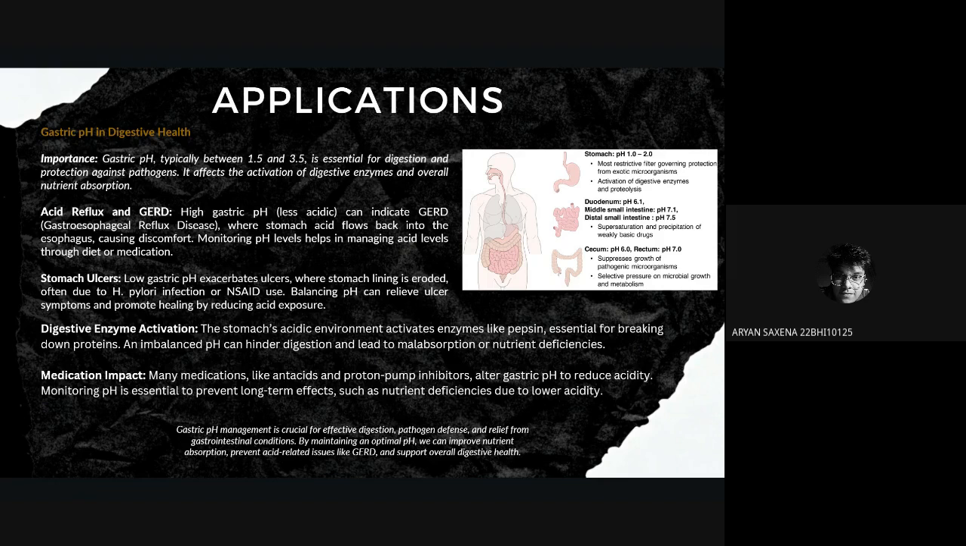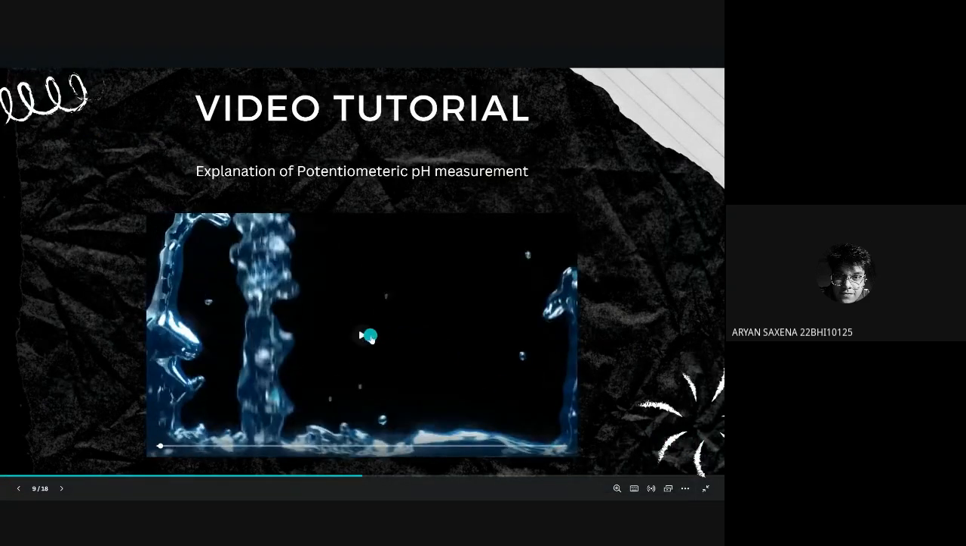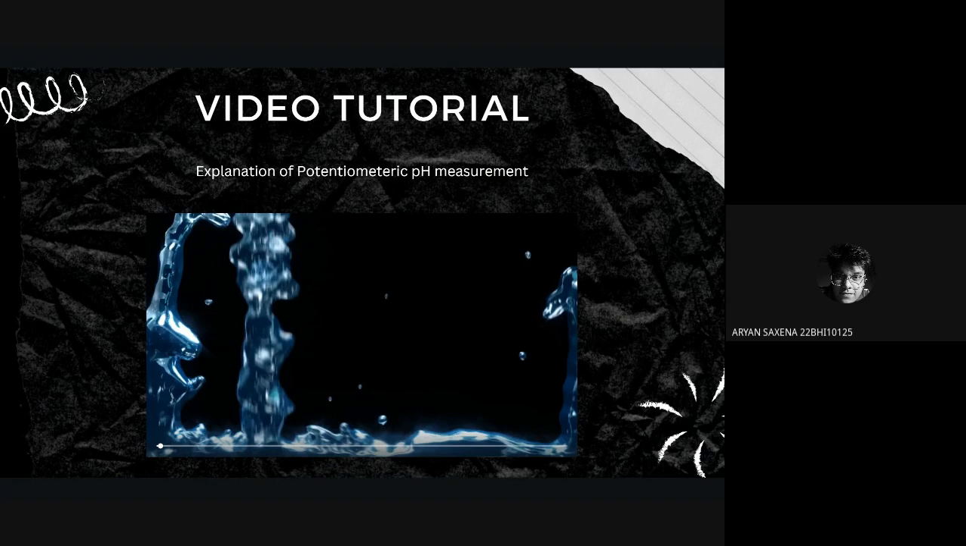Understanding and maintaining gastric pH is essential for digestion, nutrient absorption, and overall gastrointestinal health. These are the applications of pH measurements in the human body. Before talking about devices used in pH measurement, we would like to play a video explaining potentiometric pH measurement.